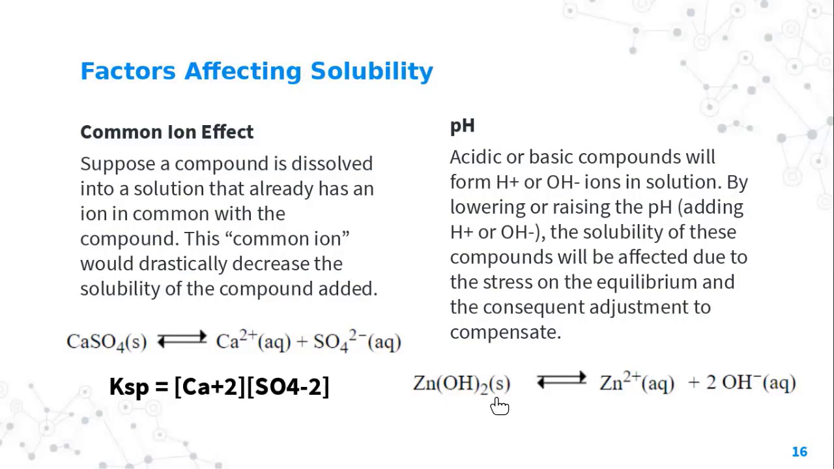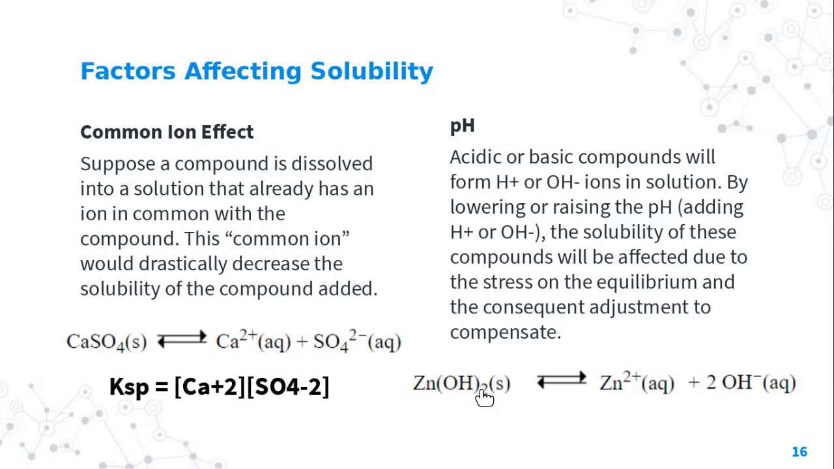We have zinc hydroxide. It breaks apart into zinc 2 plus and 2 OH minus. So let's say I add NaOH to the solution. Now we have too much OH minus. It's going to shift back to the left, therefore reducing the solubility. So less of it is dissolved, more of it comes out as a solid.